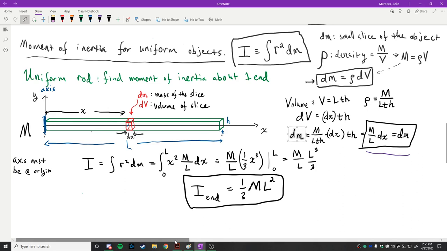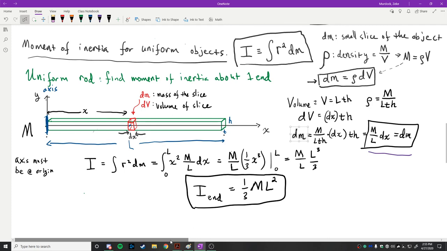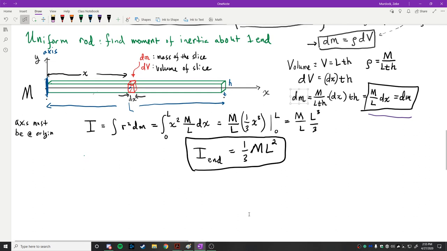You guys have any questions about all this stuff? I think that's pretty neat. So let's do the other one. What if we change the problem so that the axis was right at the center of the rod? And then we remember what I just said right here. Let's do a part B.